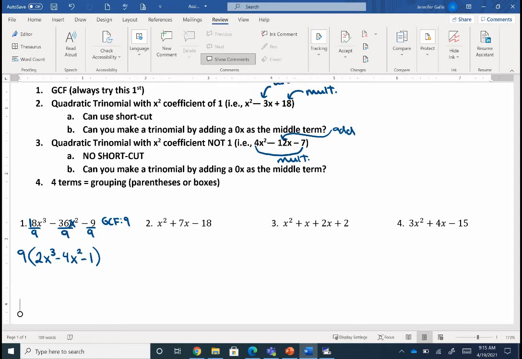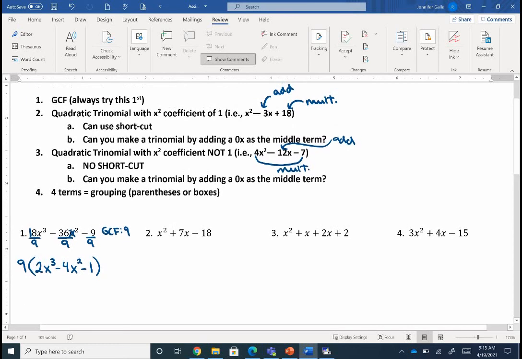Number 2 says quadratic trinomial, x coefficient of 1. Quadratic means highest exponent is 2. Trinomial means we have 3 terms. So as I look at question 2, my highest exponent is 2. I have 3 terms, and the number in front of x squared is a 1. We don't write it. Mathematicians are lazy. So this is going to be my quadratic trinomial.